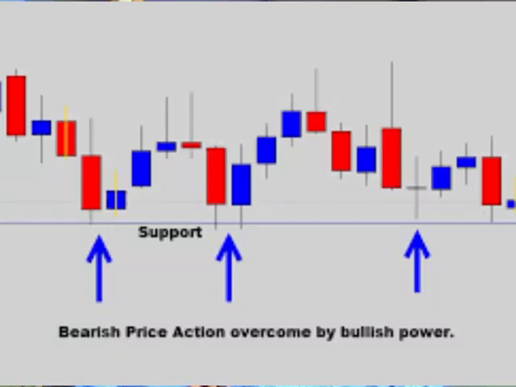Let me start by saying what is support. Support is like a floor where, in a downtrend, the price pauses at a particular zone and bounces back to become an uptrend. This only happens when there is a significant amount of buyers at play. They change the direction when it reaches a particular price value.